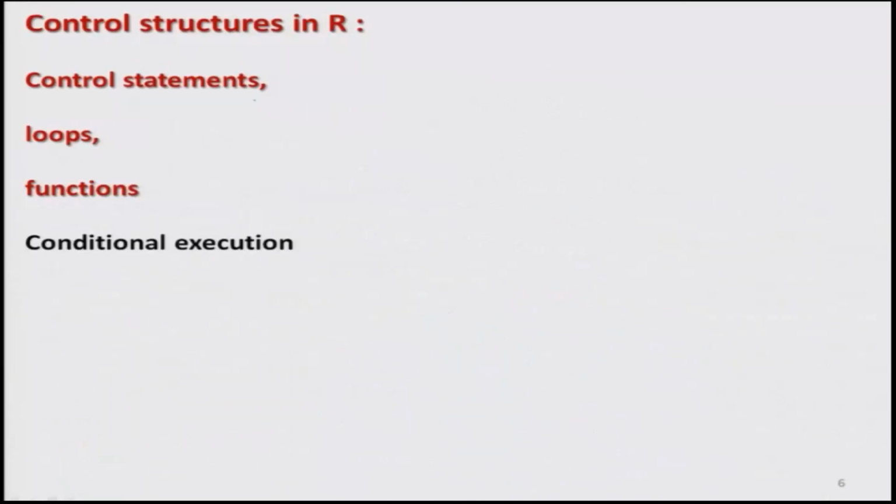There are several aspects of control structures in R. First, there are certain control statements, there are certain loops, and based on that we define some functions. We will take up all these topics one by one, but today we are going to deal with conditional executions. Conditional execution means something has to be executed based on a condition, whether the condition is true or not. So there are several ways. First we try to understand the first simple approach.